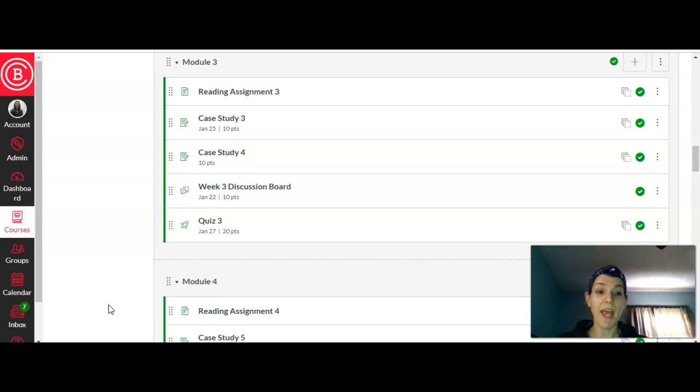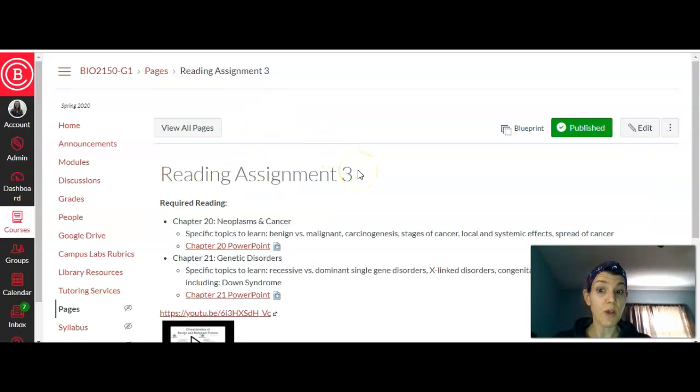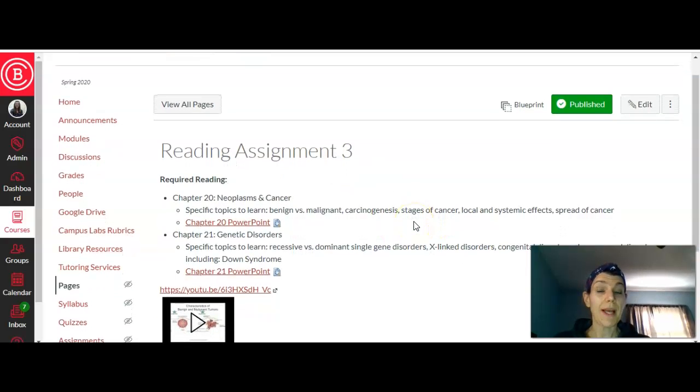So again, I'm going to show you my Canvas shell. And remember, your shells might look just a little bit different than mine. The first thing we're going to do is jump right into the reading assignment. It's a little different this week. You have two kind of big chapters. We are going to be covering chapters 20 and 21, which are neoplasms and cancer as well as genetics.